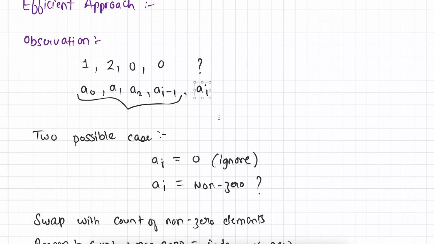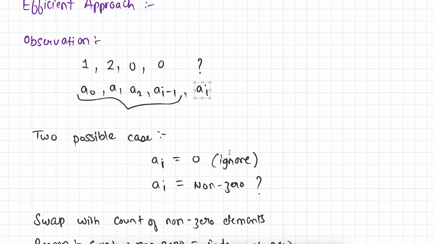So there are two possible cases that could happen. The first one is if A(I) is equal to 0. If A(I) is equal to 0, we do not have to do anything, we just simply ignore it. Because this zero is already at the end, so we simply have to ignore it.